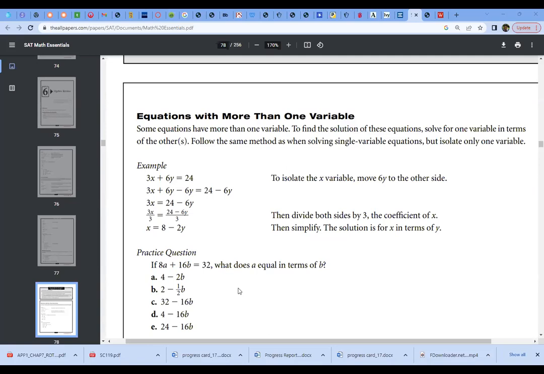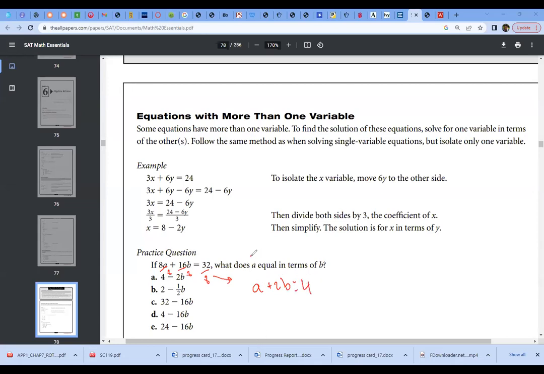Okay, so let me answer this in front of you. In SAT, we need time. We need to solve very fast. So once I see this, I find 8, 16, 32, all can be divided by 8, right? To make your equation very simple. So it's going to be A plus 2B equal 4, right?